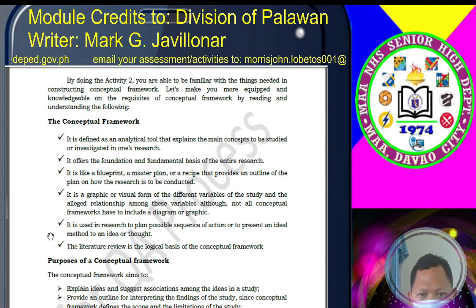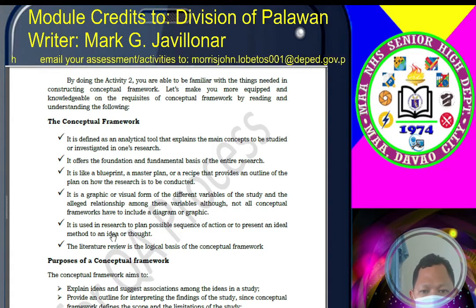Okay, next. It is a graphic or visual form of the different variables of the study and the alleged relationship among these variables. Although not all conceptual frameworks have to include a diagram or graphic. Next, it is used in research to plan a possible sequence of action or to present an ideal method, an idea, or thought.